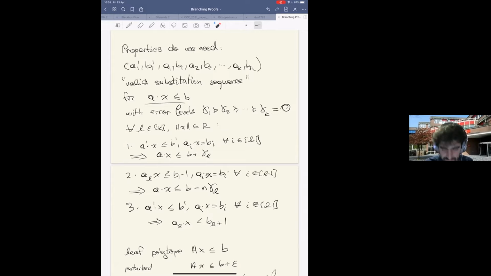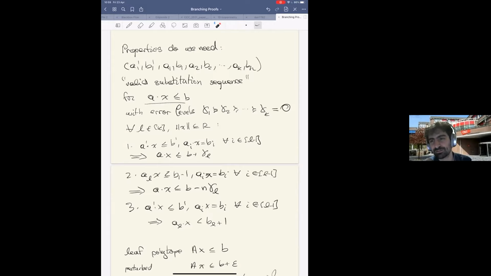So basically that's the pattern. You ensure that for every leaf polytope, for every inequality you have in the leaf polytope, you have a valid substitution sequence. And depending on which inequality ends up being influential, you branch. So you branch on the appropriate thing for each influential inequality. Two branches will be empty, the third branch will be an exact equality, and you recurse inductively.